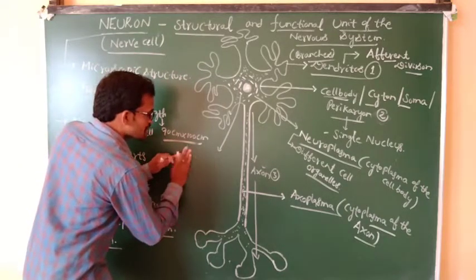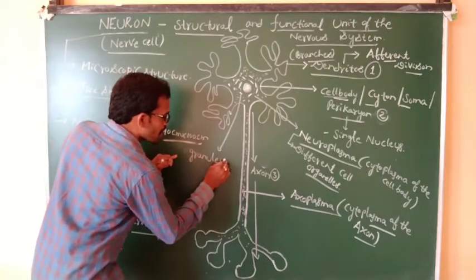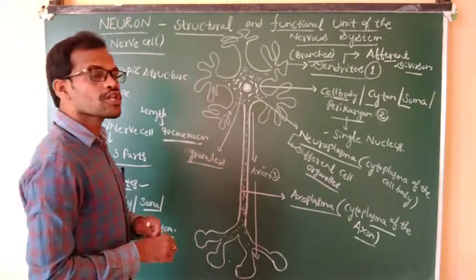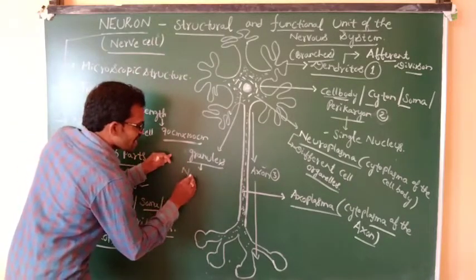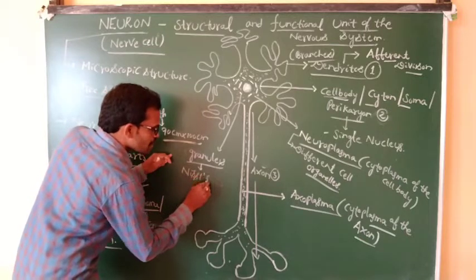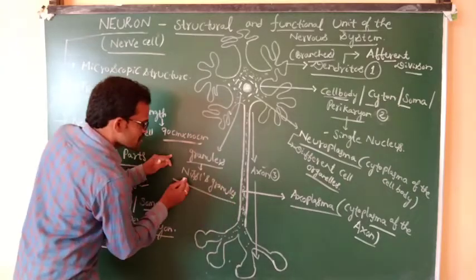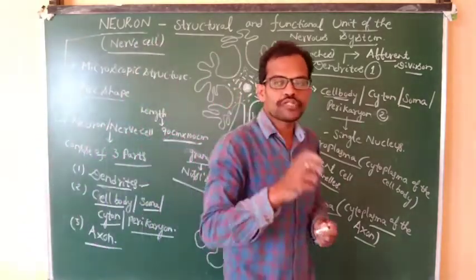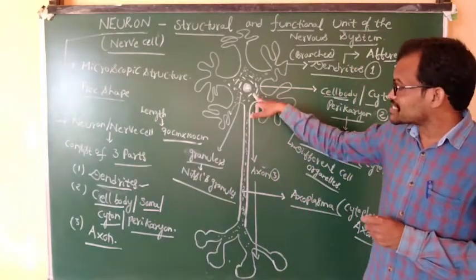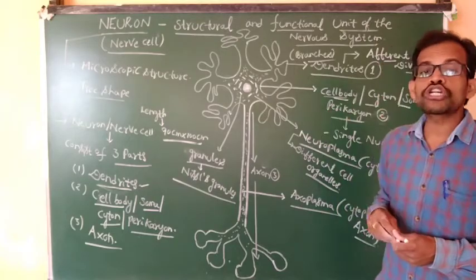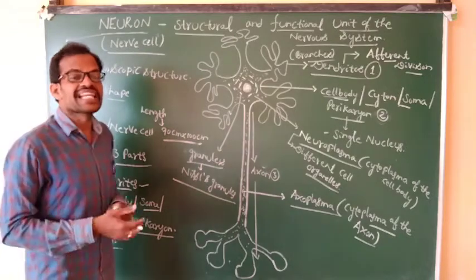These small granules are known as Nissl granules. What are the granules? Nissl granules. The small granules present in the neuroplasm, or the cytoplasm of the cell body, are known as Nissl granules.